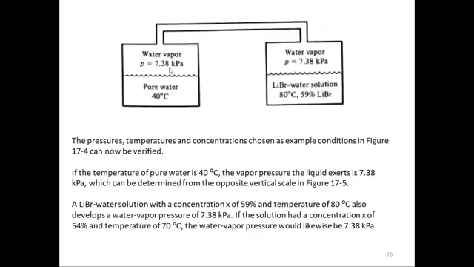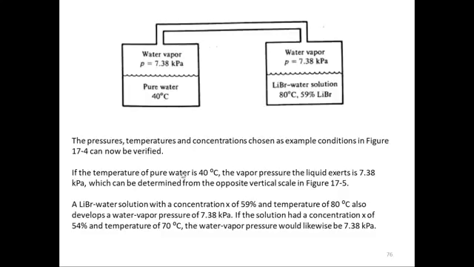This is again the same 17-4 figure. Just to remind you that this is what we are talking about. The pressure, temperature and concentration chosen as example in figure 17-4 can now be verified. Now we can verify it from the chart. So if we have 40 degrees centigrade, 7.38 pressure and 80 degree solution temperature, then the concentration must be 59%. So that's what it means.